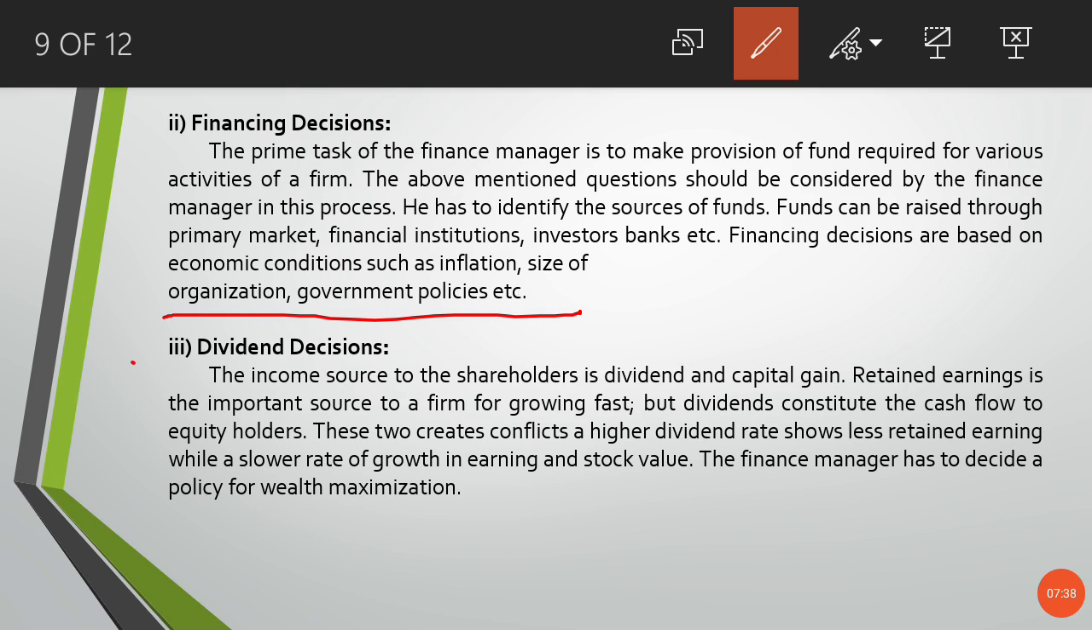3. Dividend decisions. The income sources to the shareholders are dividend and capital gain. Retained earning is an important source for a firm to grow fast. But dividends constitute the cash flow to equity holders. These two create conflicts. A higher dividend rate means less retained earnings, while a lower rate of growth in earnings affects stock value. The finance manager has to decide a policy for wealth maximization.